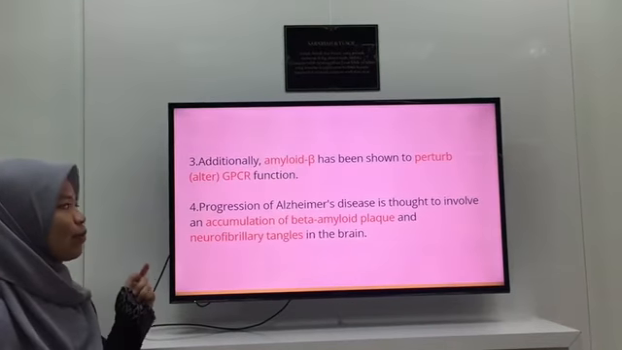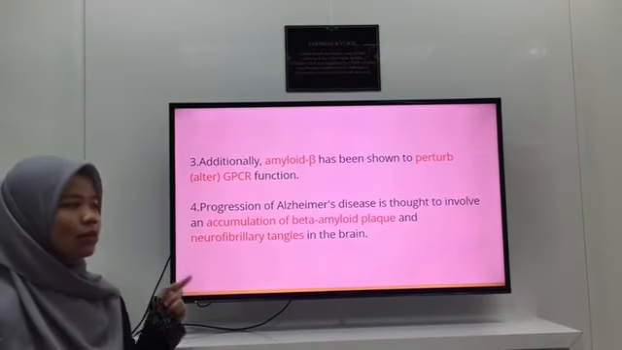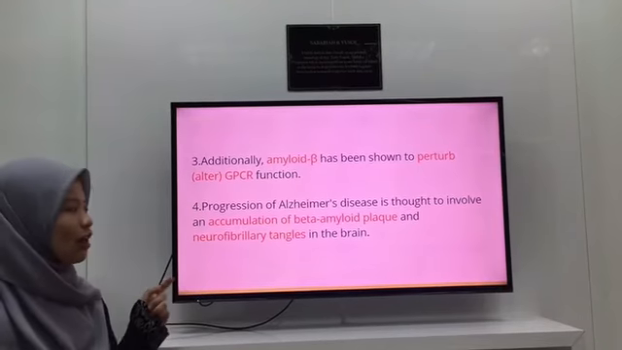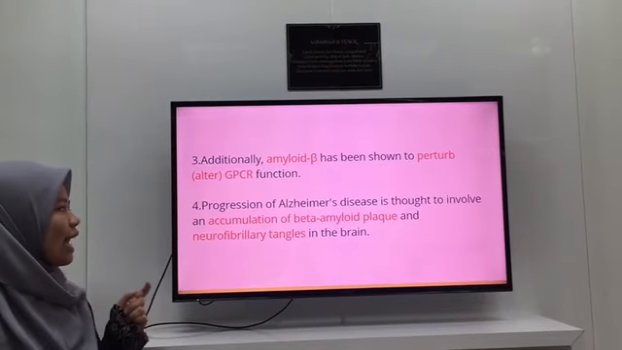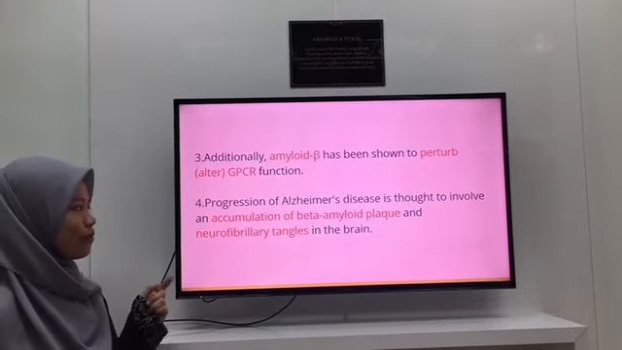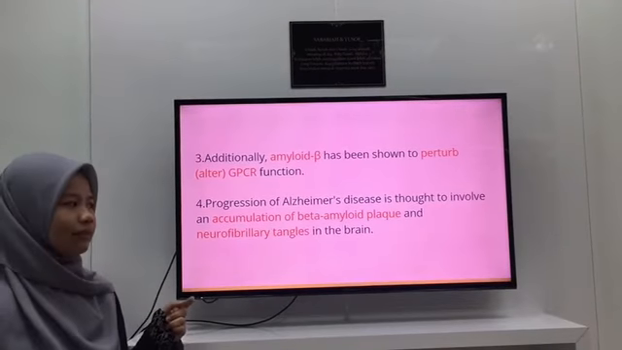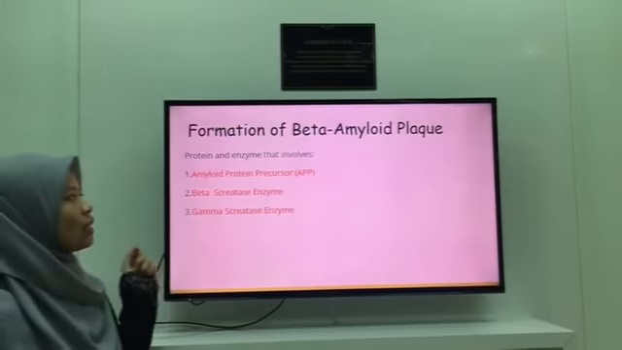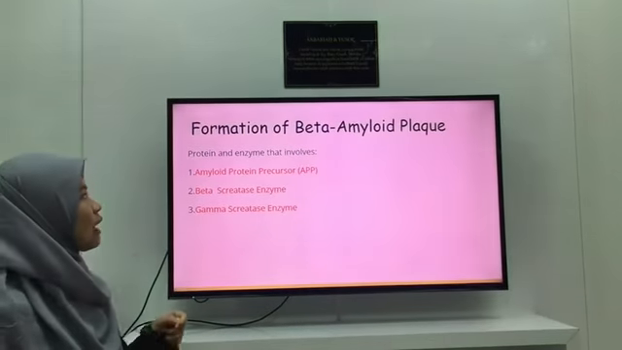And the fourth one is that the progression of Alzheimer's disease involves an accumulation of beta amyloid plaque and neurofibrillary tangles in the brain. First, formation of beta amyloid plaque.